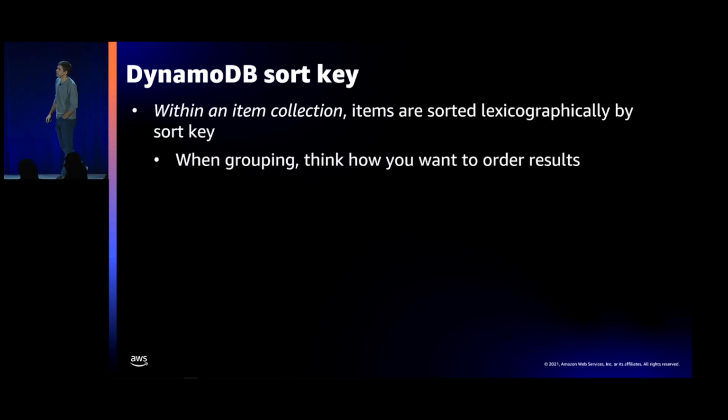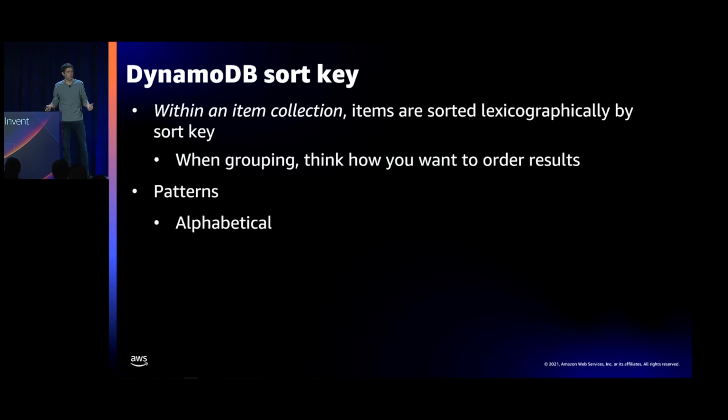The big key takeaway here is when you're grouping items, think about how you want to order those results. And if you're working with heterogeneous items, think about where you want to place that parent item. If we have the customer item and some order items, do you want that customer at the top where it's near the oldest items, or do you want it near the bottom where it's near the newest item? Also, if you have pagination in your application, think about how you want to do ordering and sorting there.